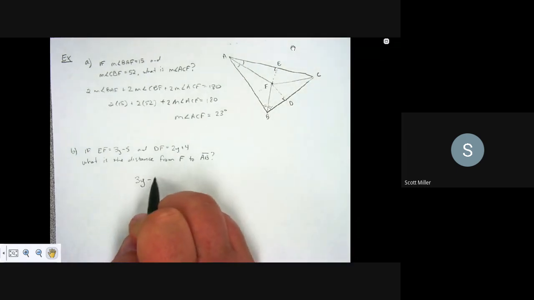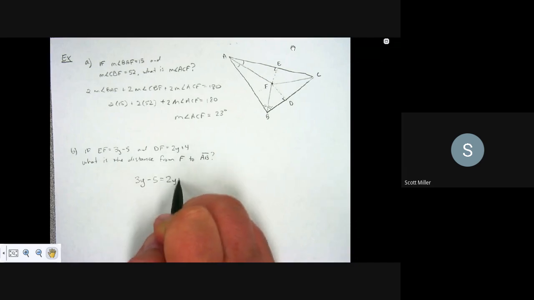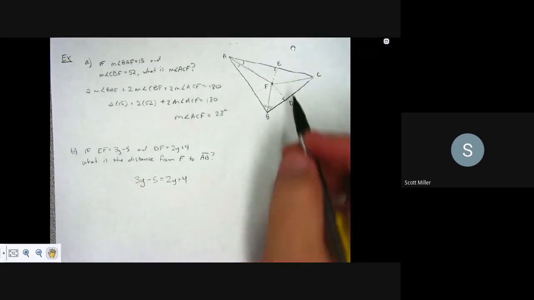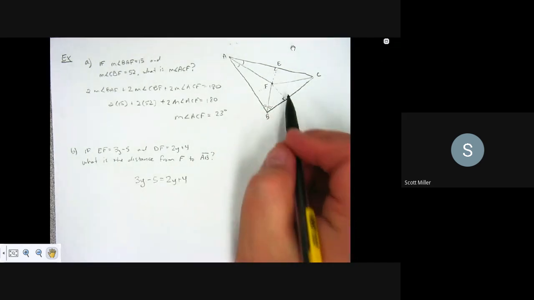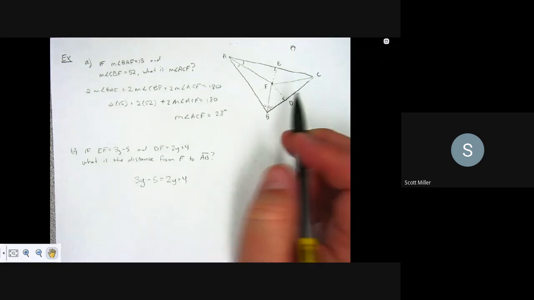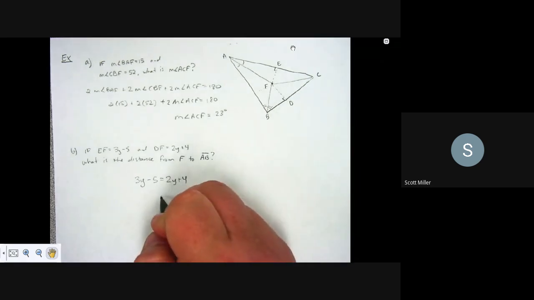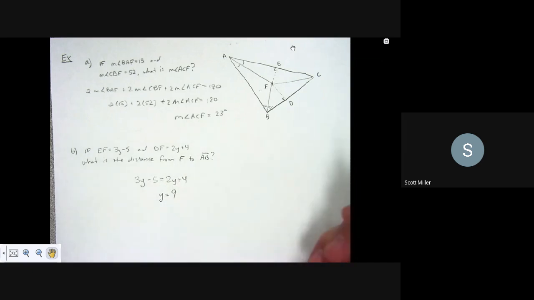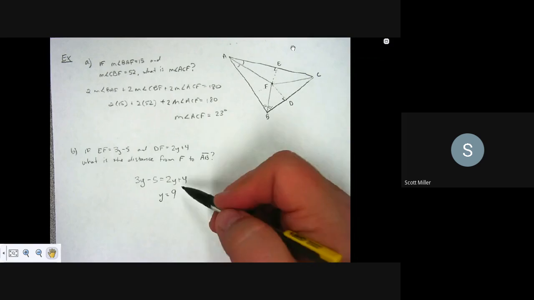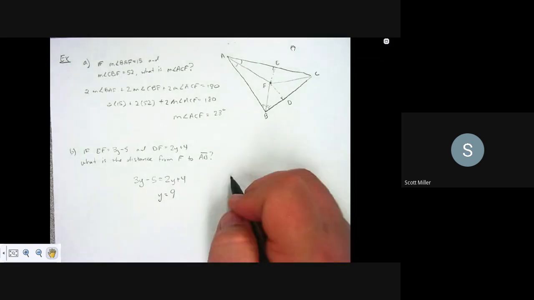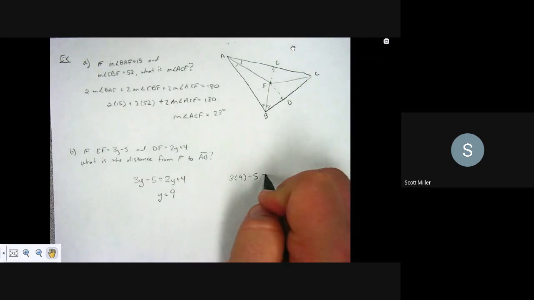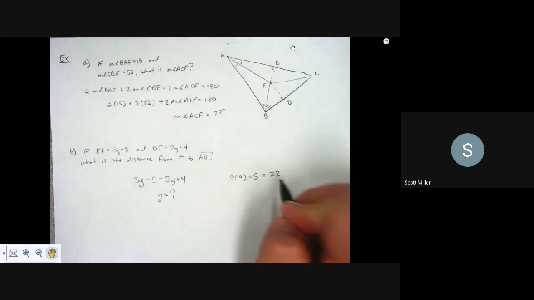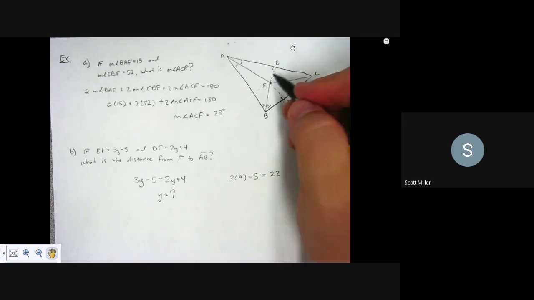I know 3y minus 5 is 2y plus 4 because that's an incenter, and these would be the radii, and they have to be the same length. Solve this for y, and I'll let you guys look at the math for that. So y will be 9. So all we have to do now is figure out that distance. So I can take the 9 and plug it into either one of those things. So I'll take the 3 times 9 minus 5, and you'll get 22. So based off of that, that's 22.